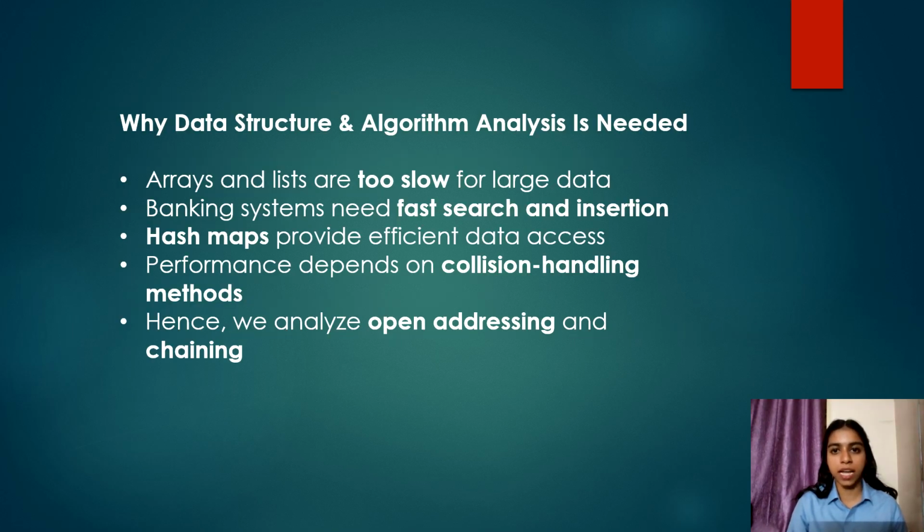Simple data structures like arrays or lists are too slow for large-scale banking data. Hash maps are preferred because they provide fast search and insertion, and they work efficiently with a large data set. But the performance of a hash map depends on how collisions are handled. That is why we analyze collision handling algorithms such as open addressing and chaining.